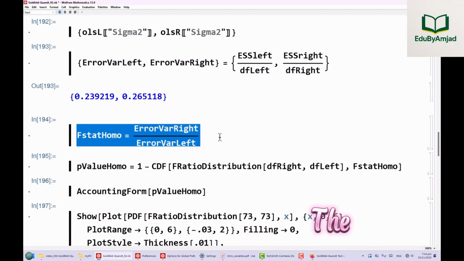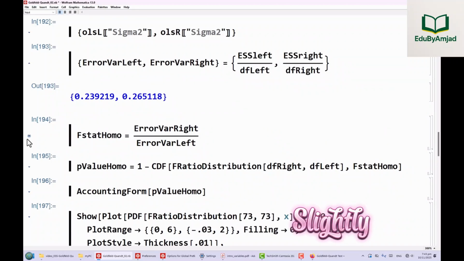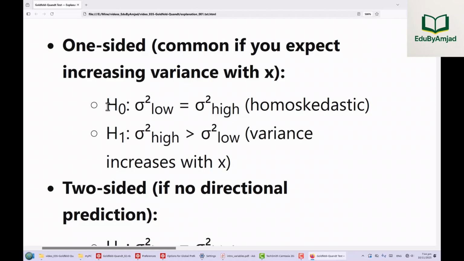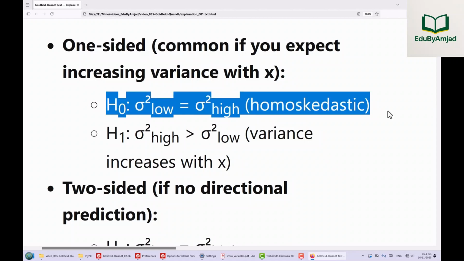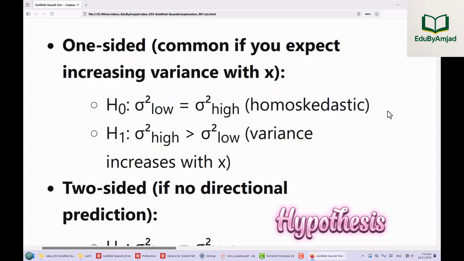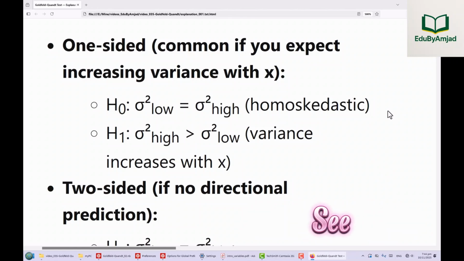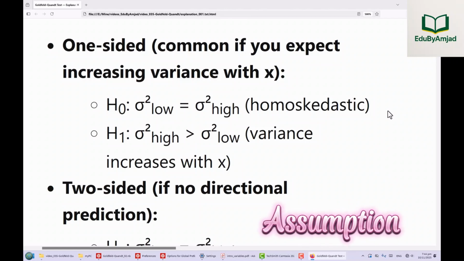Next, we compute the F-statistic for the Goldfeld-Quandt test. Since the right group has a slightly higher variance, its error variance goes in the numerator. This gives us an F-statistic value of 1.108. Under the null hypothesis, the Goldfeld-Quandt test assumes that both groups have the same error variance, in other words, y-homo would be homoskedastic. Let's see, this time, how our results lead us to the decision of not rejecting that assumption.